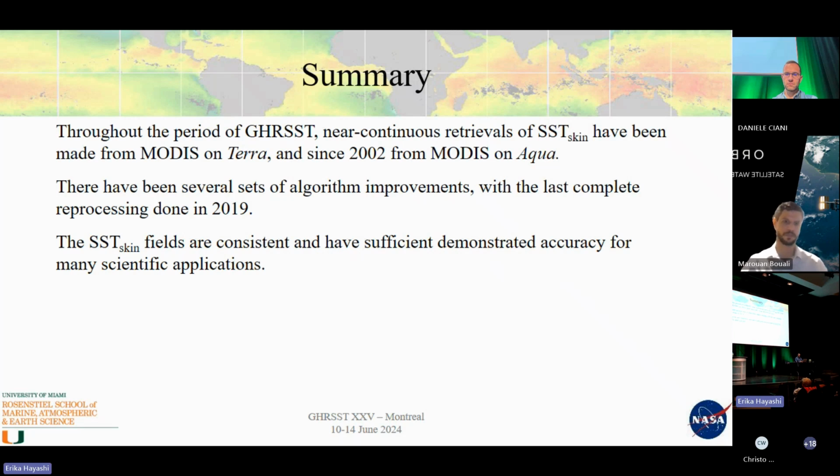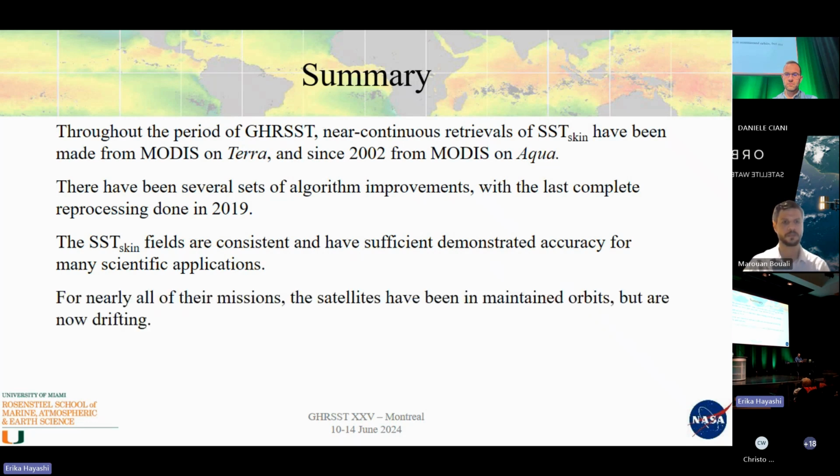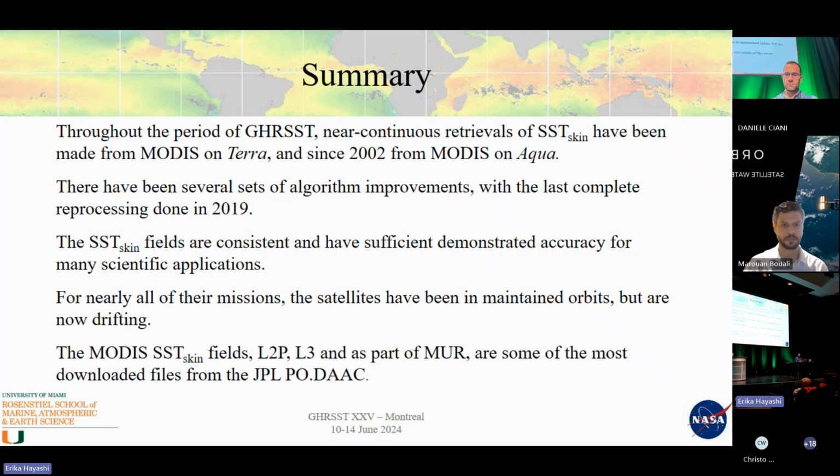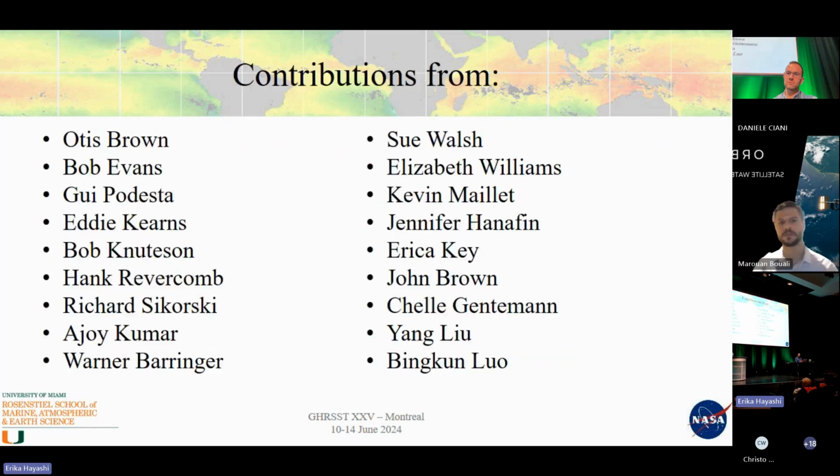The SST fields are consistent, and they have demonstrated accuracy, which is useful for many scientific applications. The satellites have been in maintained orbits, as I just mentioned. Now they're drifting. And the data at L2P, L3, and L4 as part of MUR are all available from the PODAAC, and they consist of some of the most downloaded files from the PODAAC.